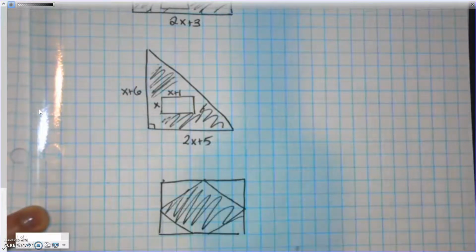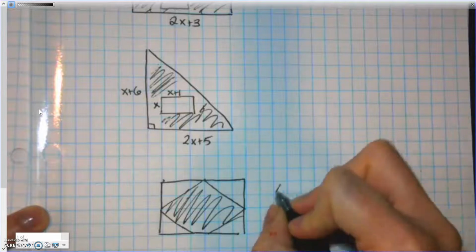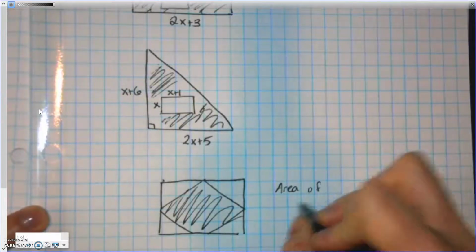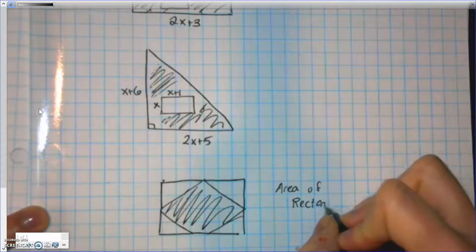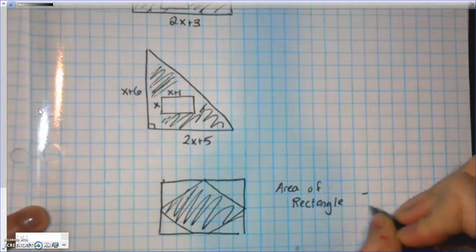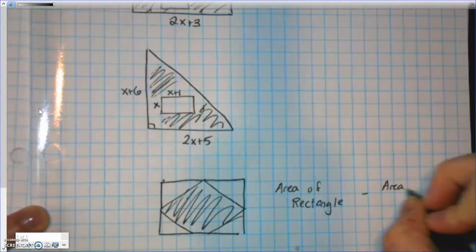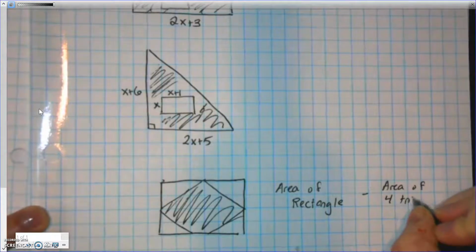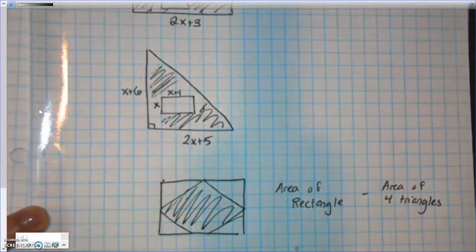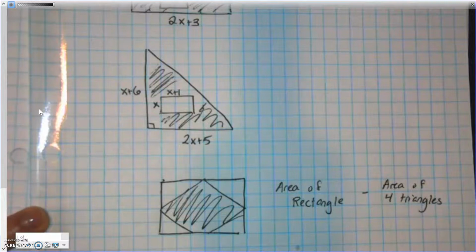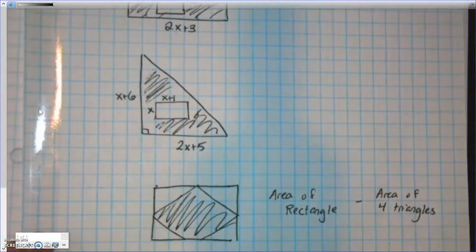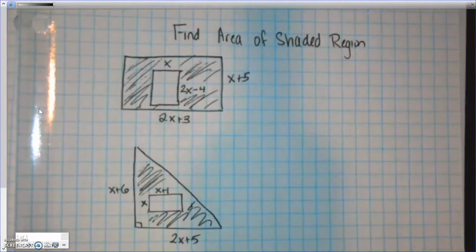So what I might do is find the area of the rectangle and then subtract the area of the four triangles, because those are the values that you're given in your problem. But as a refresher, let's look at this first one.